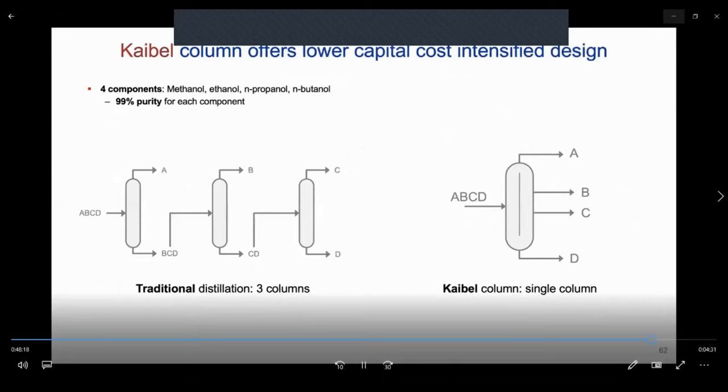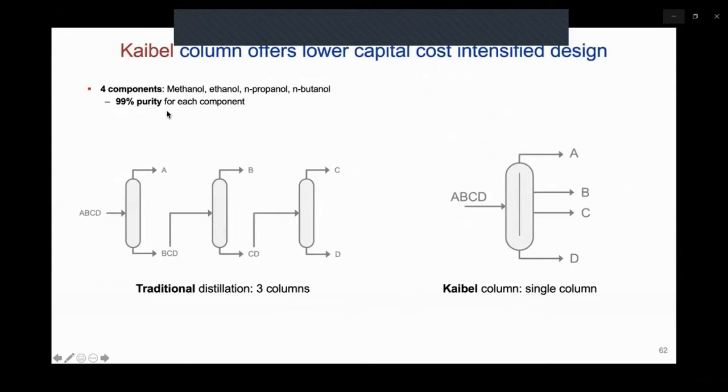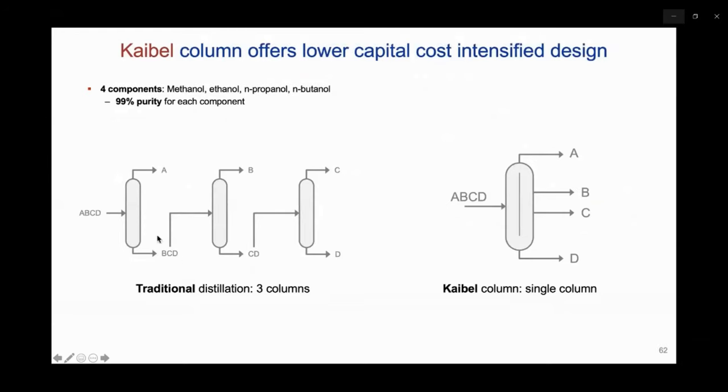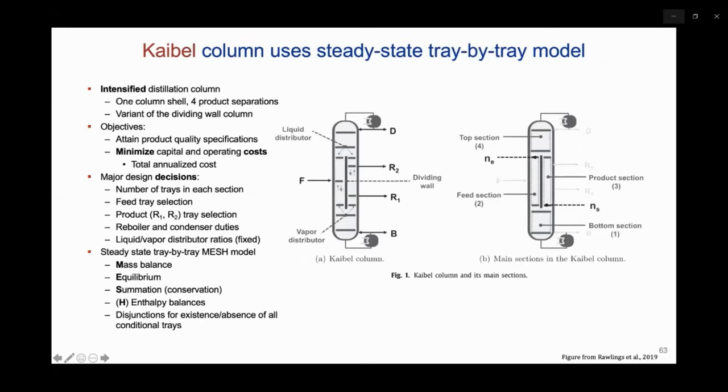But now this is an example from Soraya Rawlings, looking at intensified columns. The idea here is, say you have these four components, methanol, ethanol, propanol, butanol, these four products. The traditional way would be to use three columns, for example, in this given sequence. And what you want to do here is perform the separations in a single column that I'm showing here, where you have basically four products coming out: A at the top, D at the bottom, and B and C in the middle. So the way this model was formulated, again, this is an intensified column. And again, here the objective was to minimize capital and operating costs. The major decision here was the number of trays.